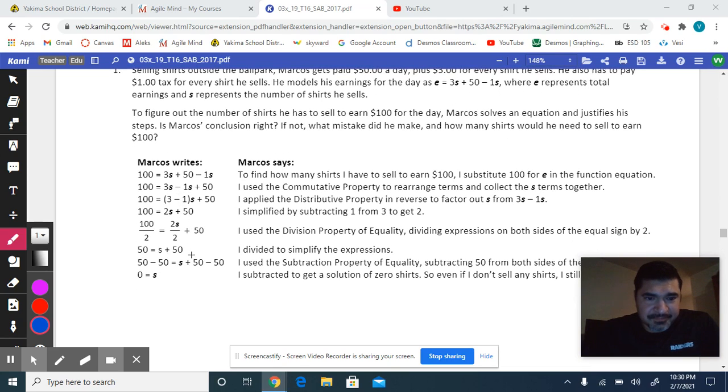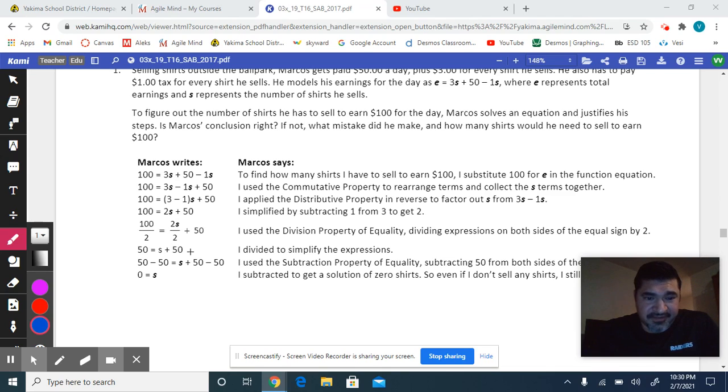The next part says I use the division property of equality, dividing expressions on both sides of the equal sign by 2. So they divided this by 2 and they divided this by 2. I'm seeing a problem here. The first thing that they should have done is subtract 50 on both sides. So here is a mistake. I divided to simplify the expression. So 100 divided by 2 is 50. 2S divided by 2 is S plus 50.